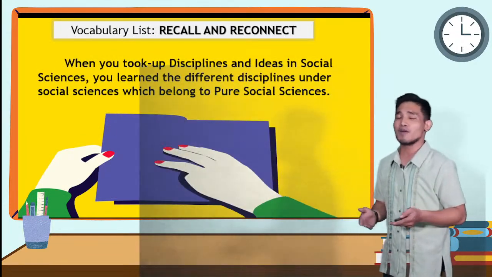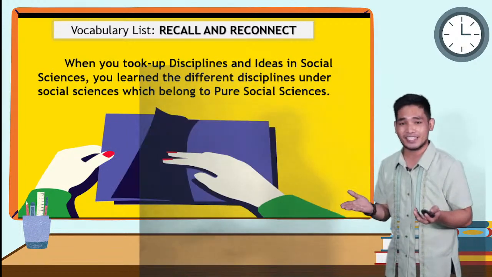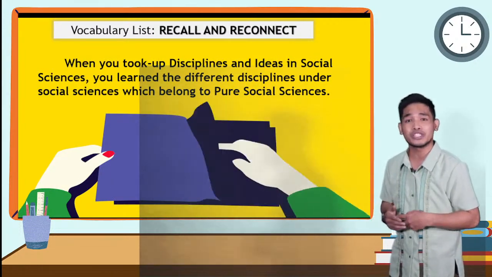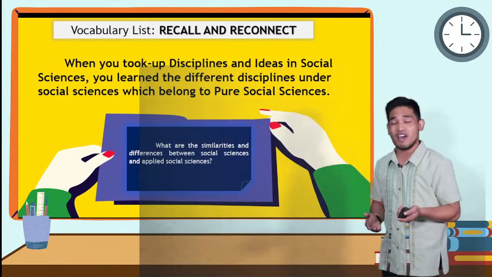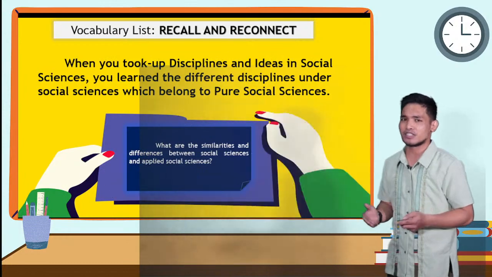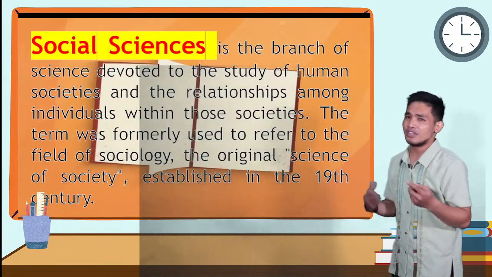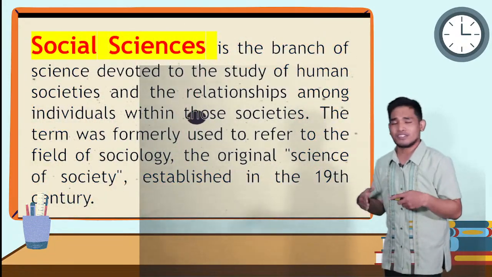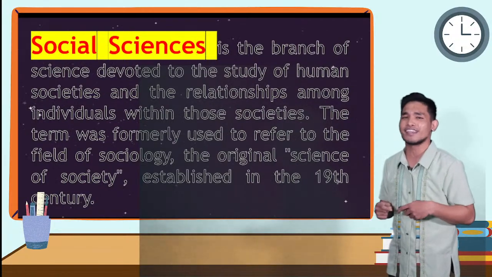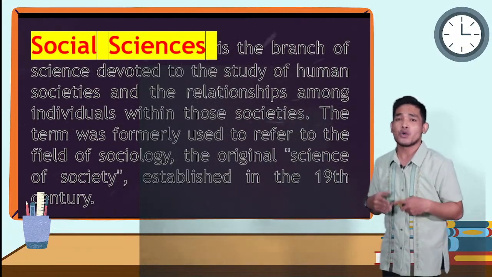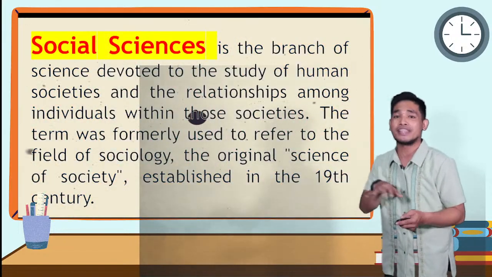Okay, let's move on to recall and reconnect. When you took up Disciplines and Ideas in the Social Sciences, you learned different disciplines under the social sciences which belong to the pure social sciences, right? So what are the similarities and differences between social sciences and applied social sciences? Let's define social sciences. Social sciences is the branch of science devoted to the study of human societies and the relationships among the individuals within those societies. So it talks about human relationships and human activities within that society.